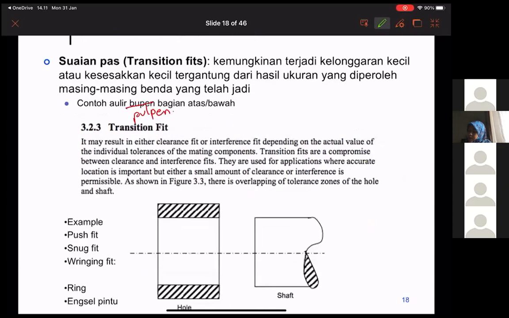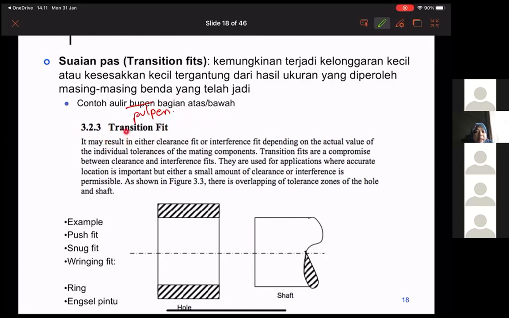The second one is the transition fit. The transition fit has some examples. It can be push fit, snug fit, ringing fit. This is in Indonesian, pulpen aliran bawah or aliran atas, for example.